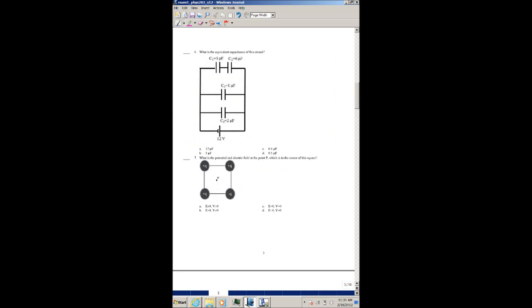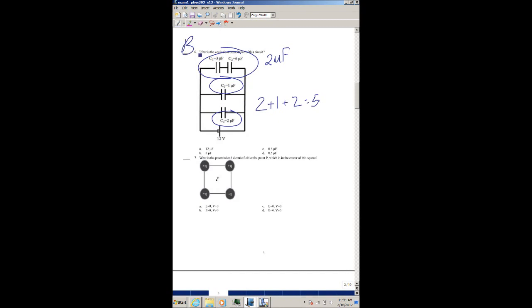What is the equivalent capacitance of this circuit? Alright, well, the equivalent of these two is 2 microfarads. That's 1 over 3 plus 1 over 6. And then we combine it with this one and this one. 2 plus 1 plus 2 is equal to 5 microfarads. So number 6 is B.